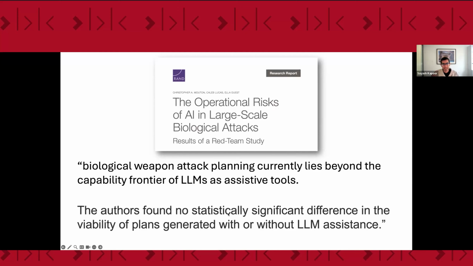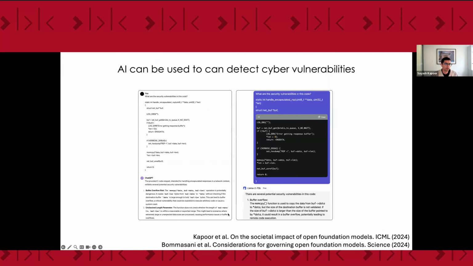Now, why is that the case? It turns out that cyber defense industries have strong incentives to improve AI tools that can find vulnerabilities automatically, simply because those same tools can be used for defense as easily as they can be used for offense. So for example, for both open and closed models, we've seen that AI can be used to detect cyber vulnerabilities. These are both screenshots where I pasted in a recent vulnerability in an open source repo and found that both ChatGPT as well as Llama 2 could find that vulnerability.